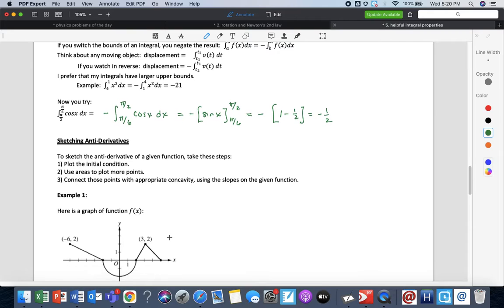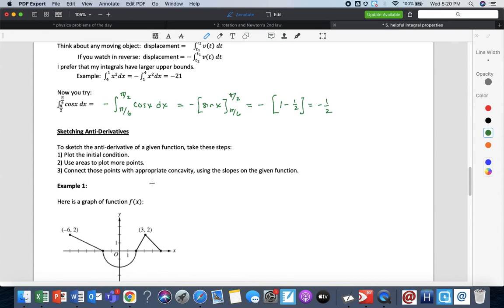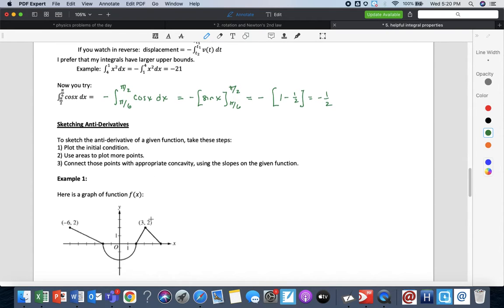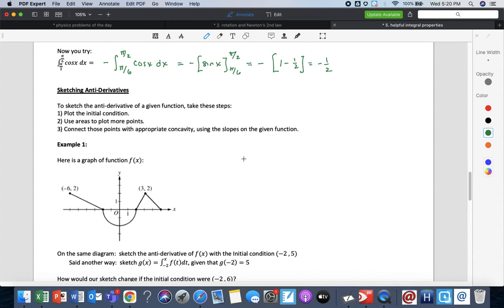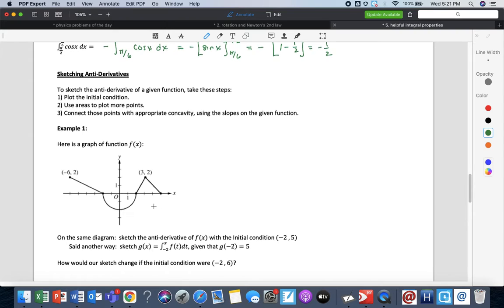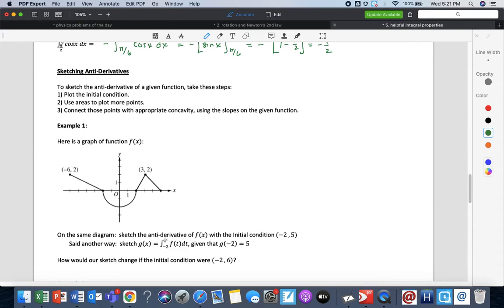And then something else that you can do geometrically is sketch antiderivatives. And we did this with a problem of the day, but I'll do another example here. So what we're going to do here is we're going to plot an initial condition and then use areas to plot more points on the antiderivative, and then connect those points to actually draw the antiderivative. And we're going to draw its concavity using the slopes on the given function. So here's the function, and we're going to sketch the antiderivative with the initial condition -2, 5.